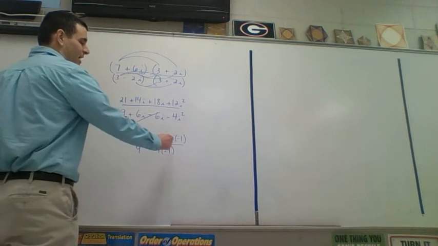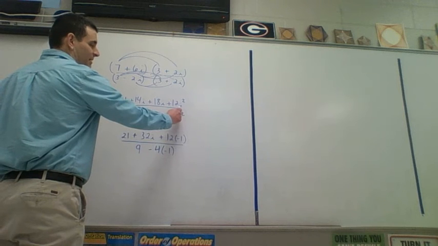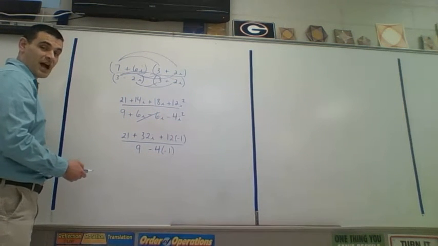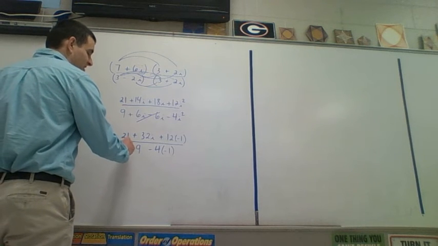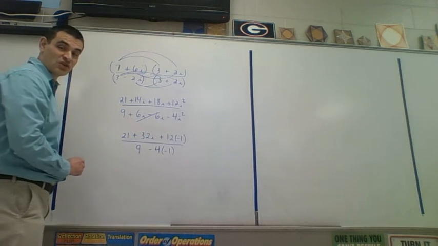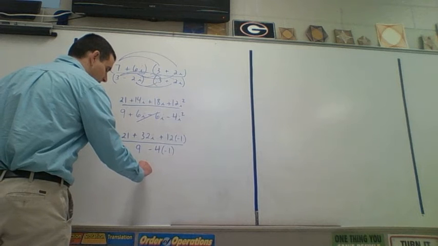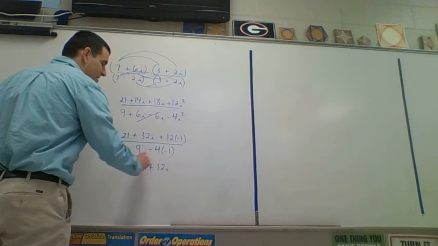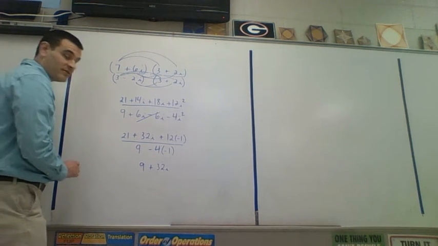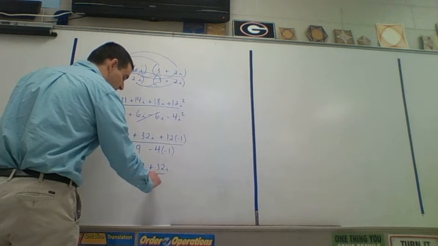Now, some people don't write -1. They know that if you multiply by -1, then all that's going to accomplish is a change of sign. So many people will avoid that. So I'm going to say 21 minus 12 here. That would be 9 plus 32i. On the bottom, 9 plus 4, remember negative times negative makes positive. That's 13.